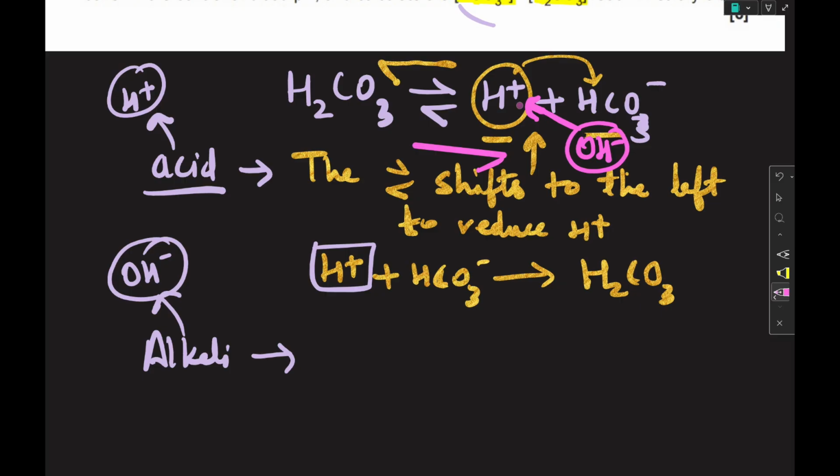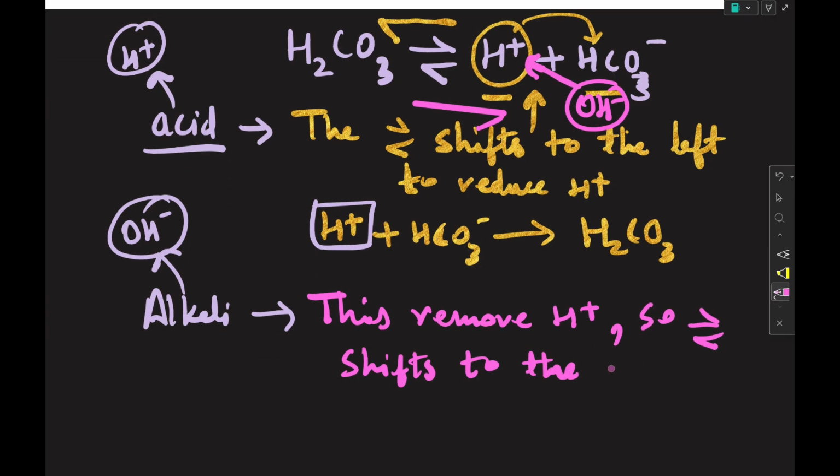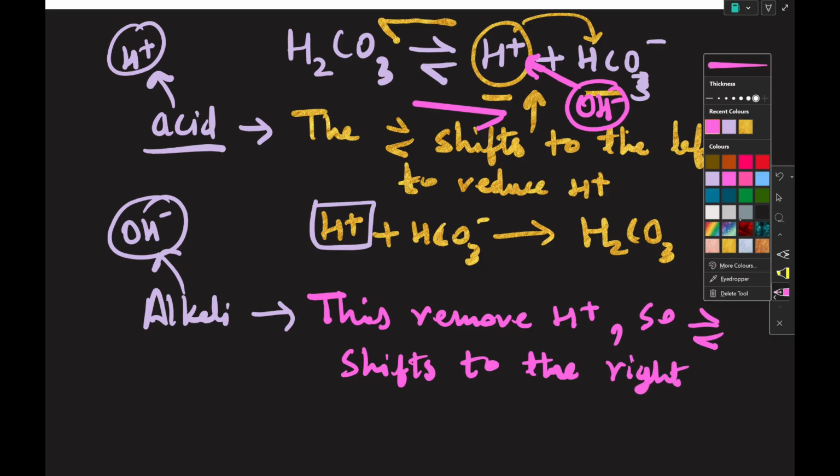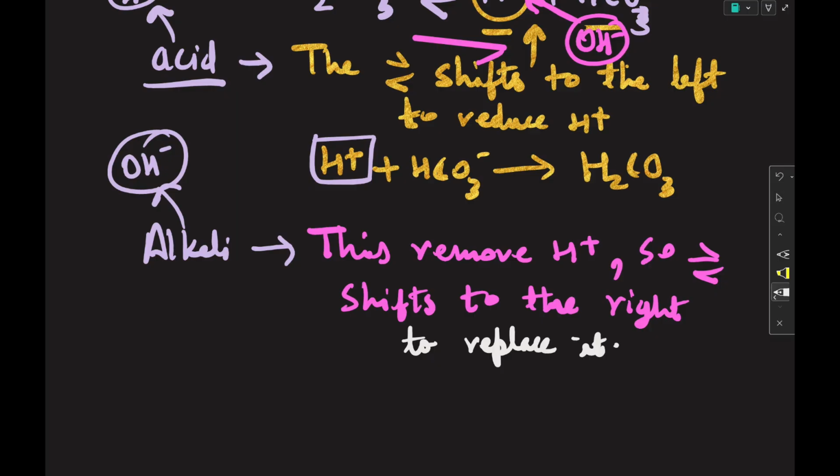Now remember, H plus ion reacts with OH minus ion. So what you will say is, if you add alkali, this will remove H plus ions. Why? Because they react together to form water molecules. So the equilibrium shifts to the right to replace it. So more H2CO3 will dissociate to produce H plus ions.